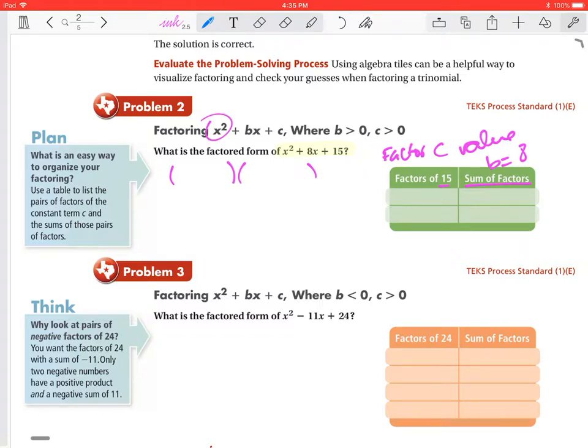When I look here at this x squared, I know that this is going to be x and this is going to be x, because when I FOIL this, x times x will give me x squared. Then I want to do x times this value here, and that's going to give our unknown value. Since these are both plus, I know that both of these are going to be plus.